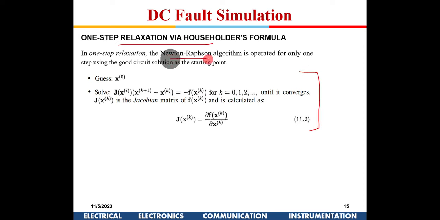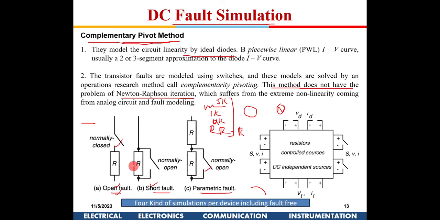When we do the Newton Raphson algorithm, it generates the Jacobian matrix. So where it finally converges, you go back one or two steps, and with those values you try to do the simulation. If this circuit is still functioning, you can say that particular circuit can tolerate some amount of fabrication faults. What we did in the complementary pivot method was replace all the transistor models with very simple resistances and switches, induce these faults, and try to find whether the circuit tolerates them or not.